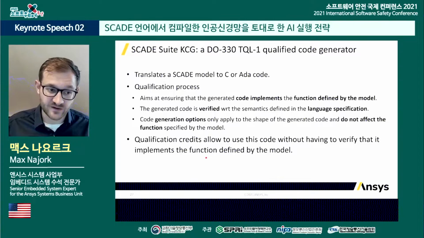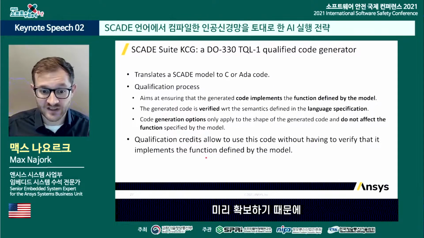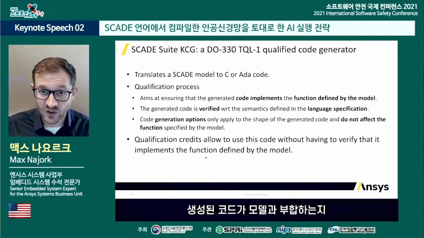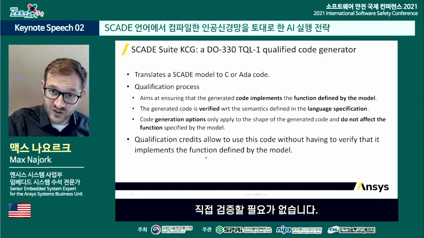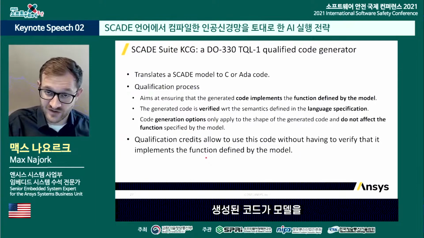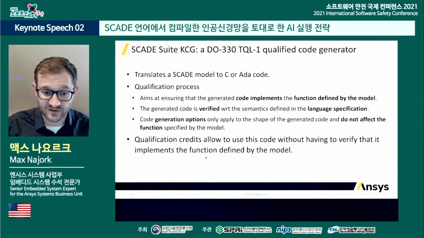Last but not least, having these kinds of qualification activities and proof allows us to take certification credit in the sense that customers applying the Scade Kcg Code Generator do not have to undergo manual activities of verifying that the generated code complies with the model. That's what the qualification does. It states and guarantees that the source code generated implements the model that has been specified.